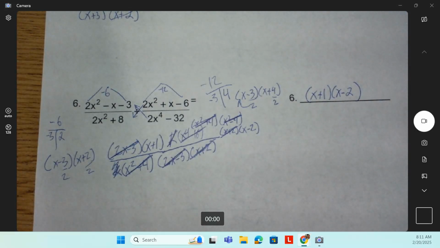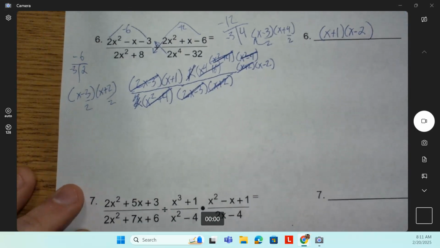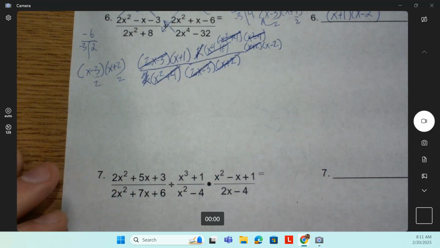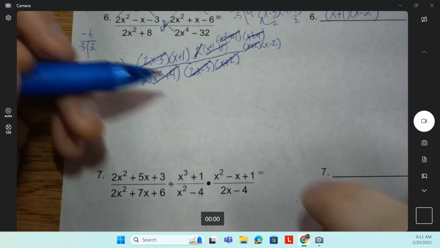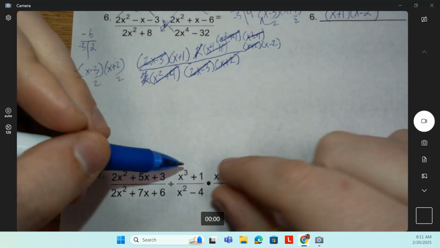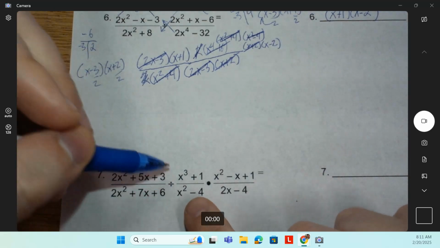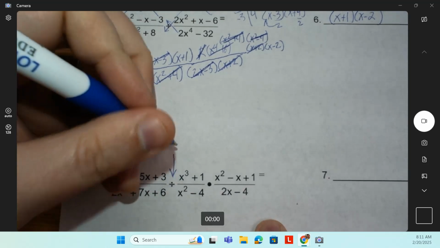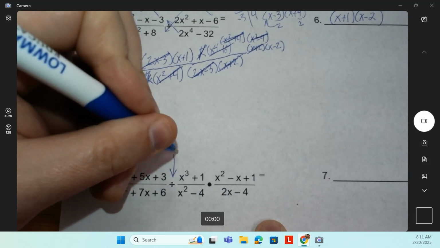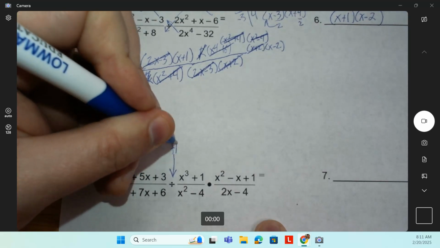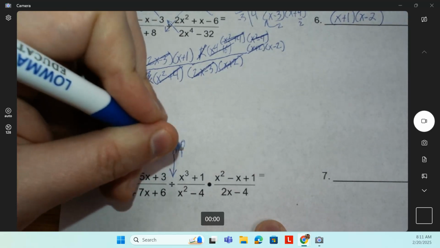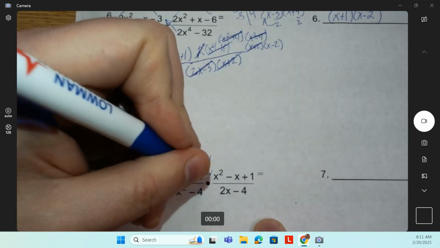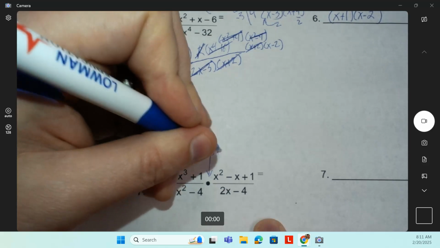Okay, so then you get down to number 7. And so let's remember order of operations. So I'm not going to multiply first. This is not going to combine with that one first. Division is going to happen first. So division means that I'm going to flip these two, and these two are going to stay.